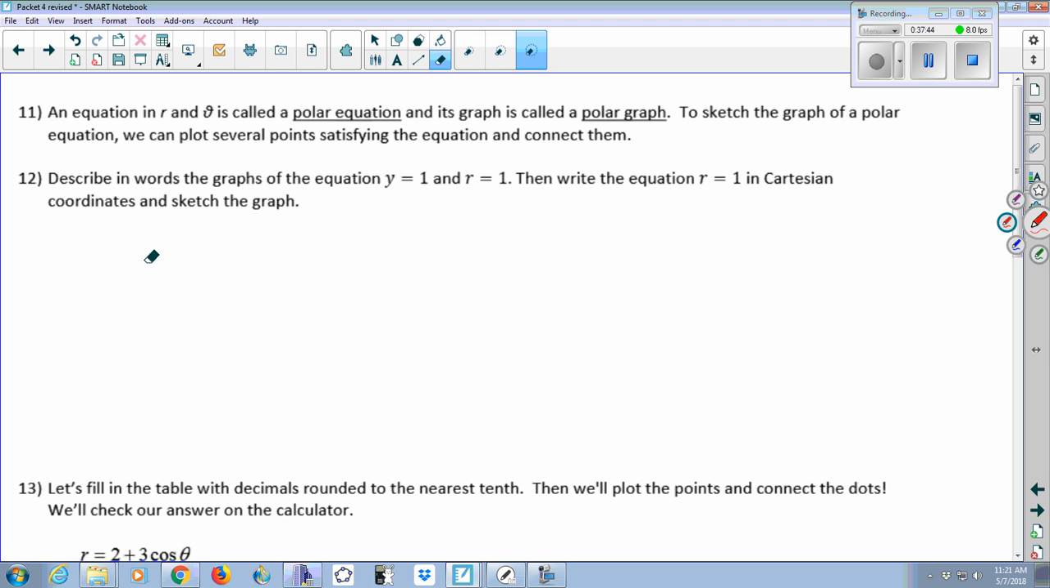So let's first describe in words. What does the graph y equals 1 look like in words? Yeah, when you do this, what kind of line? This way. Yep, I know. People still get that mixed up.